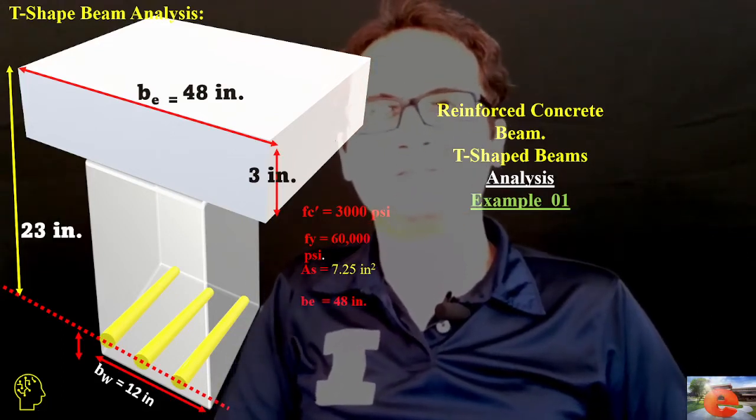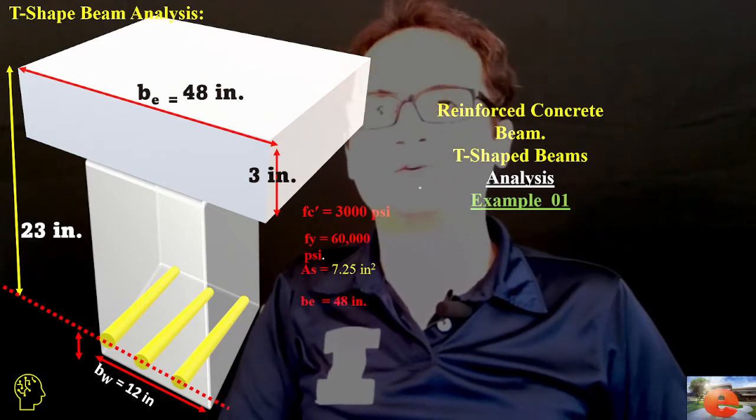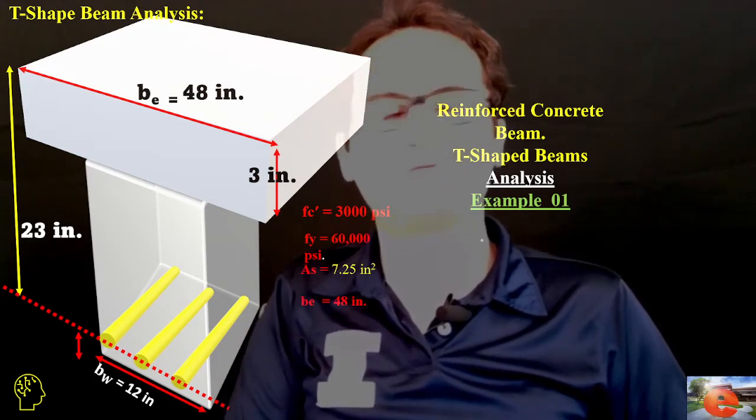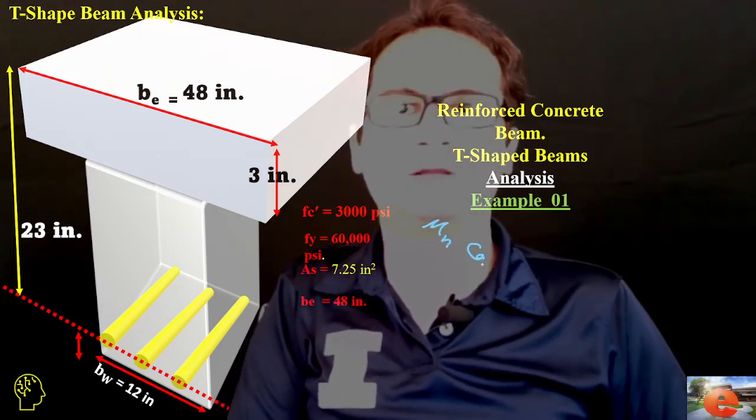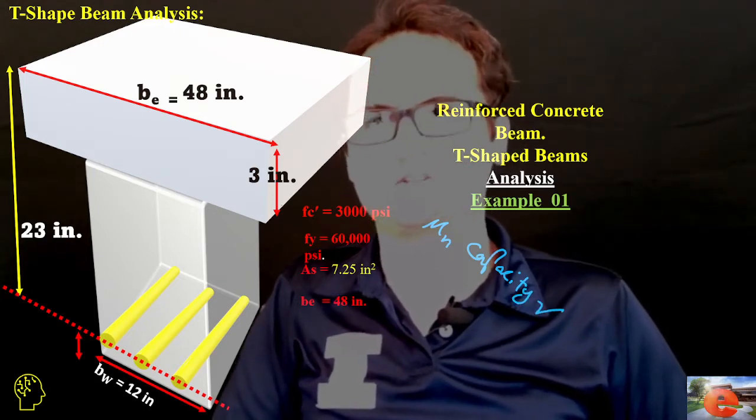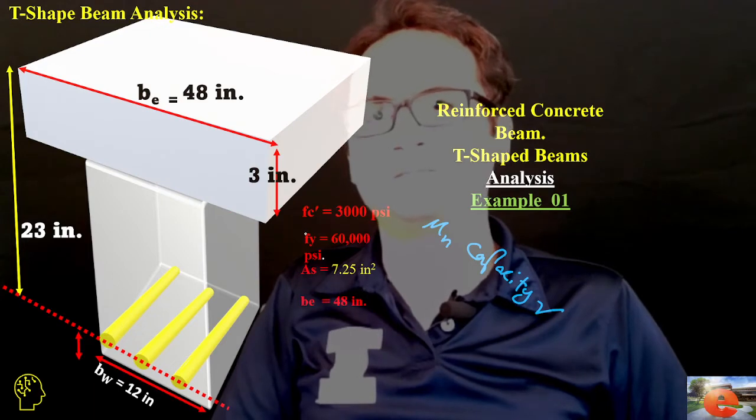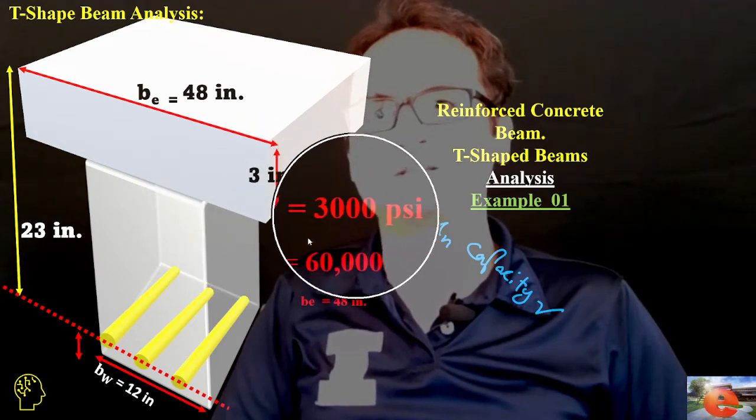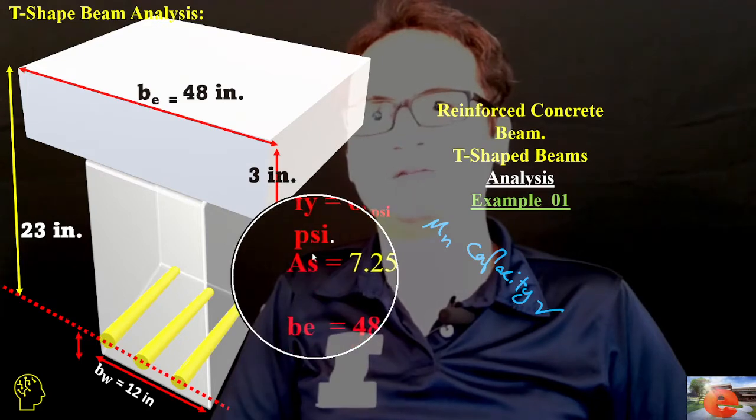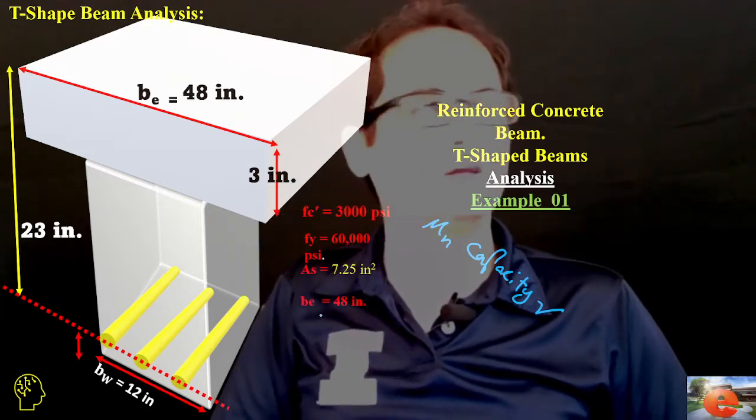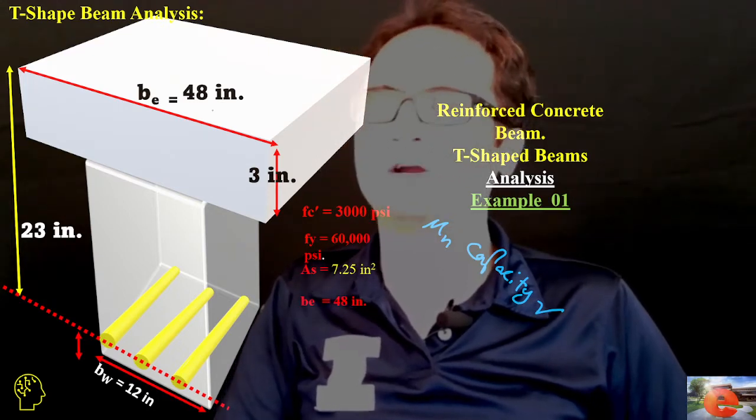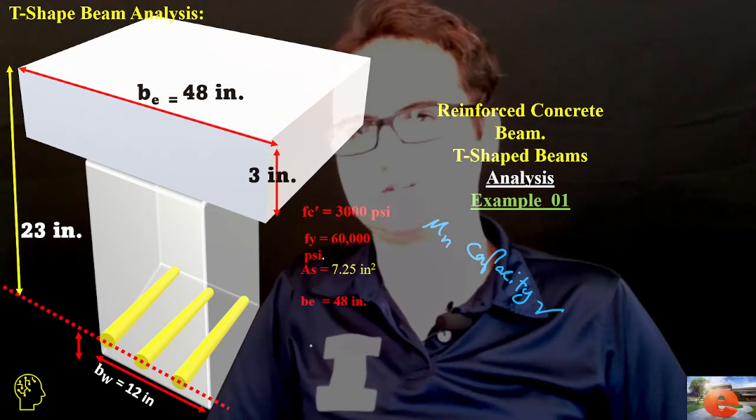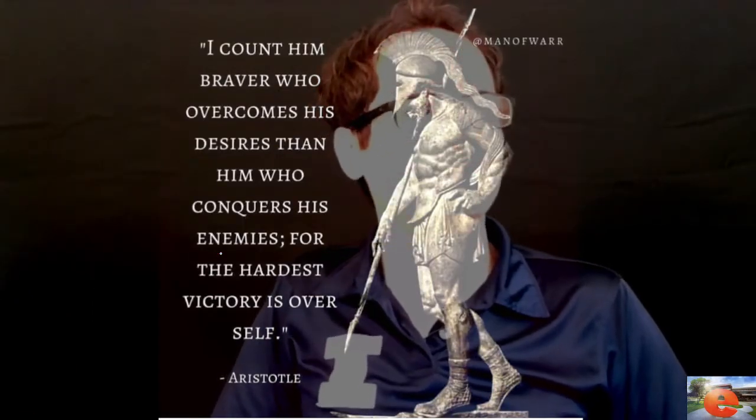Reinforced concrete beam, T-shaped beam sections. So in this example, we want to review a T-shaped section in terms of nominal moment capacity of the section, for a T-shaped section with the F prime C, Fy, and area of steel, and also effective width of flange provided to be 48 inches. Let's see how we can approach this problem.